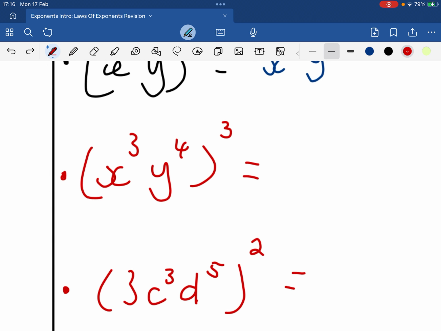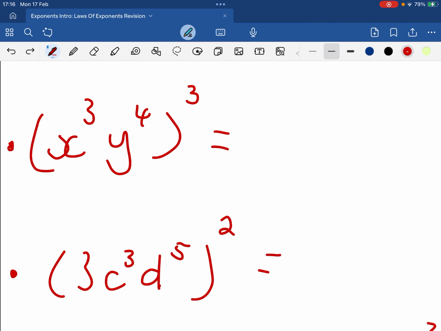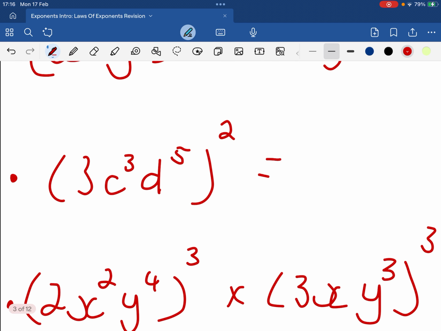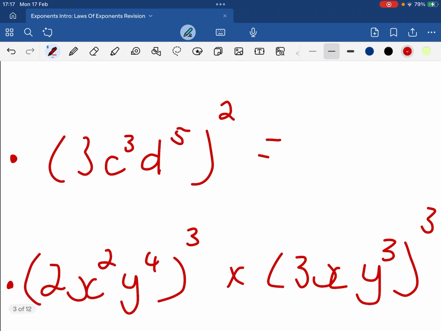So if we have x to the 3, y to the 4 raised to the 3, then the answer would be x to the power of 3 times 3, which is 9, and y to the power of 4 times 3, which is 12. If you had 3c cubed d to the 5 all squared, well, 3 to the power of 2 is 9. C to the power of 3 raised to 2 again is c to the power of 6. D to the 5 raised to 2 is d to the 10.